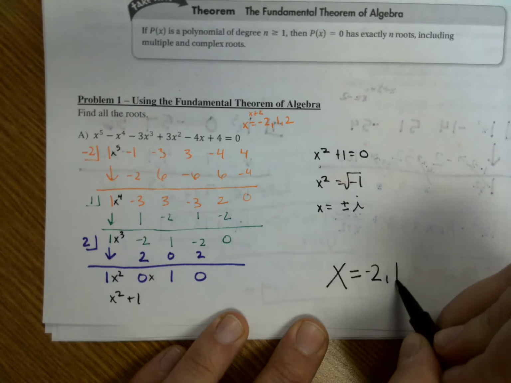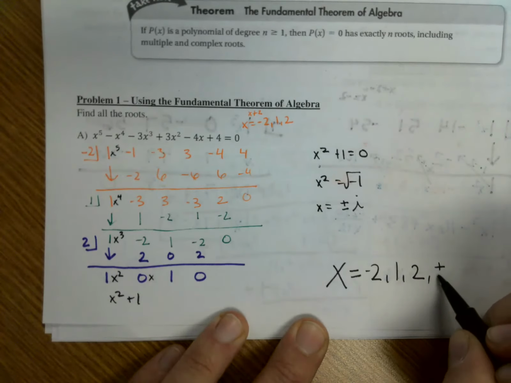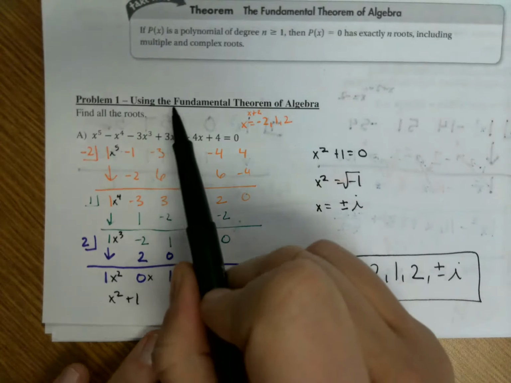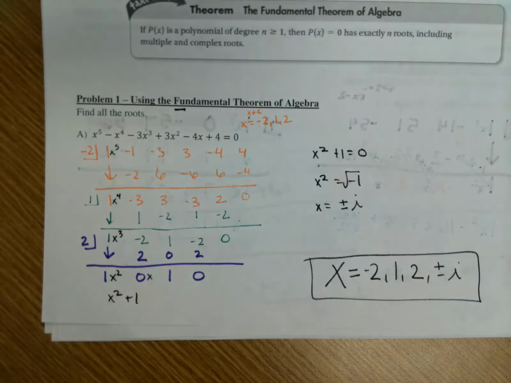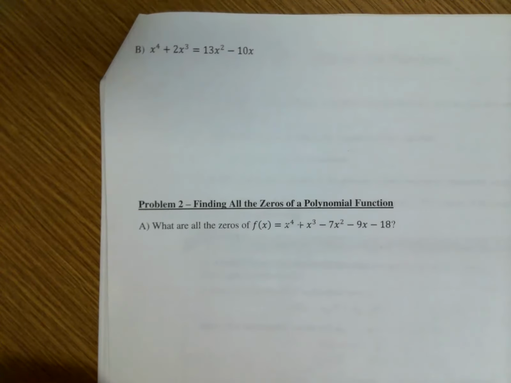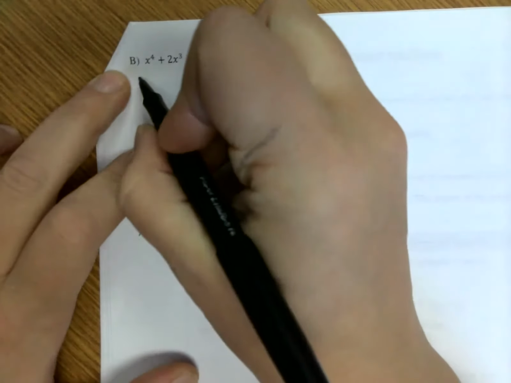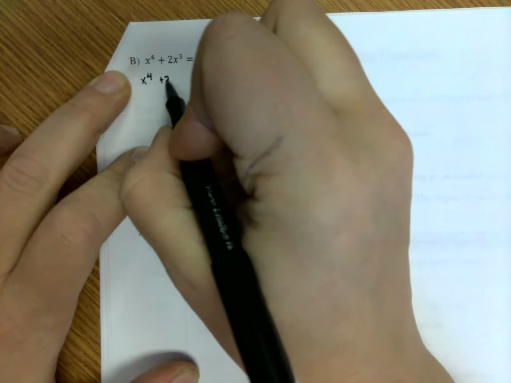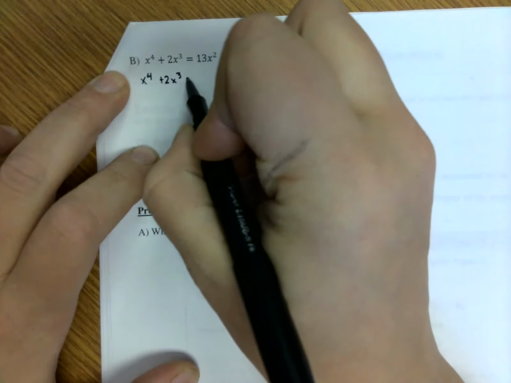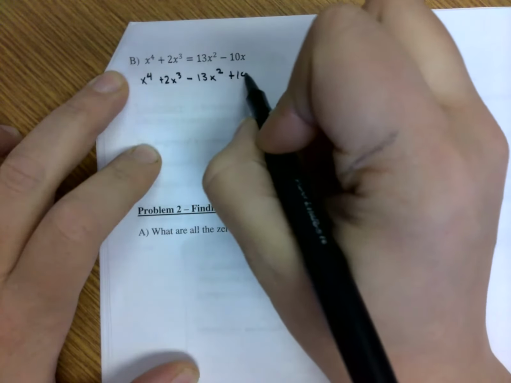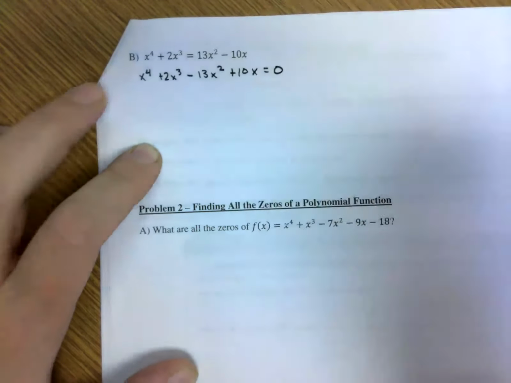I got 3 from my calculator, and I got 2 from solving. See, that was fun for the fundamental theorem. So if for some reason the problem is not given to you in standard form, that's the first thing you should do. So I'm going to have my x to the 4th plus 2x cubed. I'm going to subtract my 13x squared. I'm going to add my 10x equals 0.